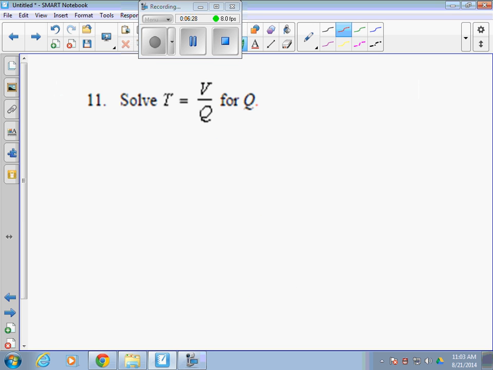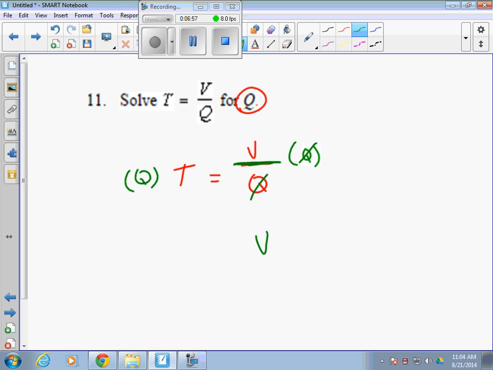Number 11 says solve T equals V over Q for Q. What that means is you want to isolate Q. So you have T equals V over Q, or another way you can read that as V divided by Q. In order to cancel out divide by Q, the inverse operation of divide by Q is multiply by Q. You know that if you multiply one side of an equation, you have to multiply the other side. So what it's going to do right here is it's going to cancel out and leave you with just V on the right is equal to Q times T.